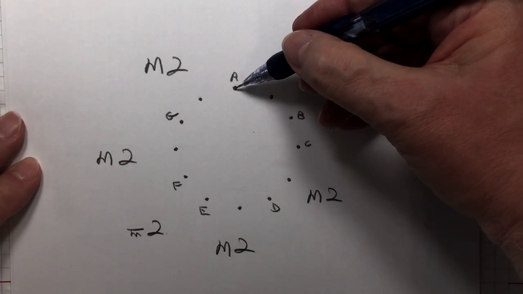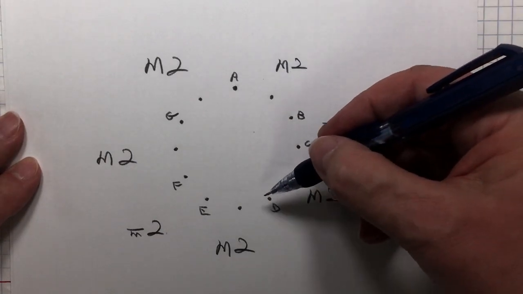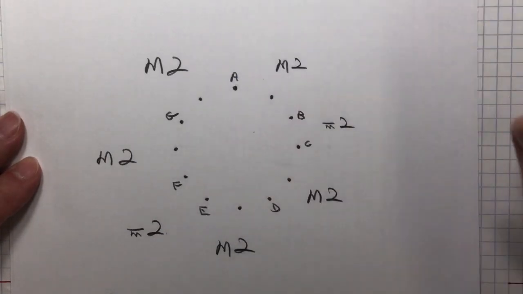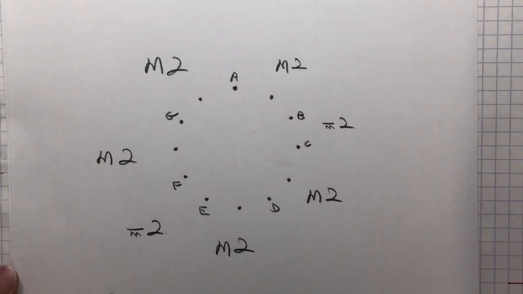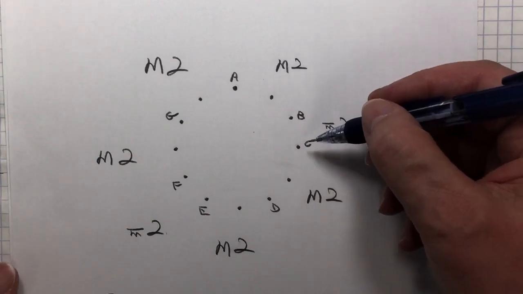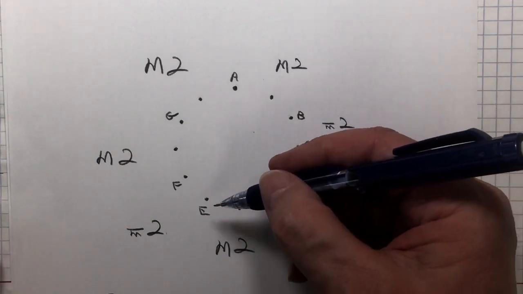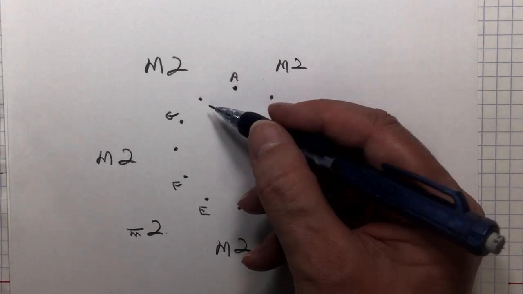12 points of sound. 1, 2, 3, 4, 5, 6, 7, 8, 9, 10, 11, 12. 7 letters. A, B, C, D, E, F, G, A.